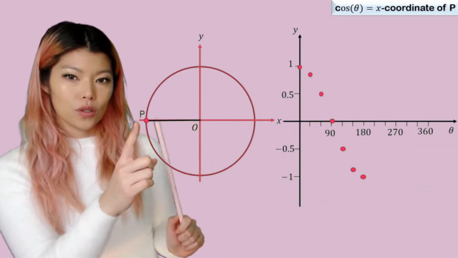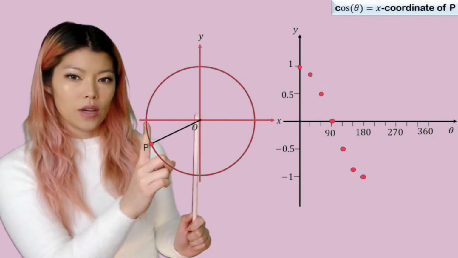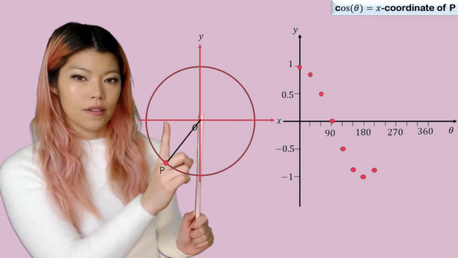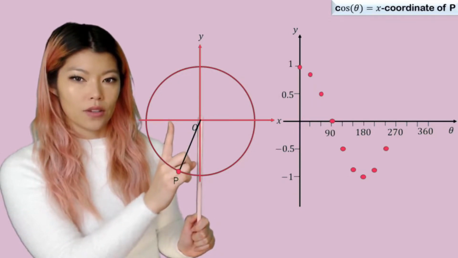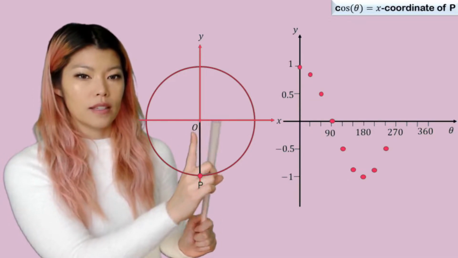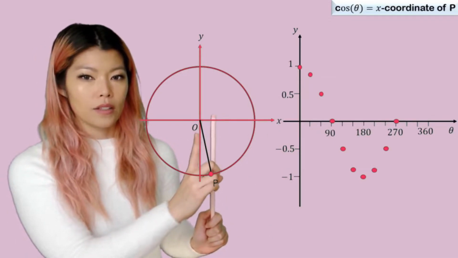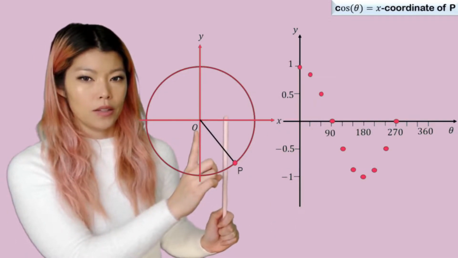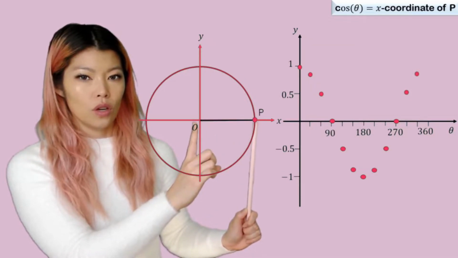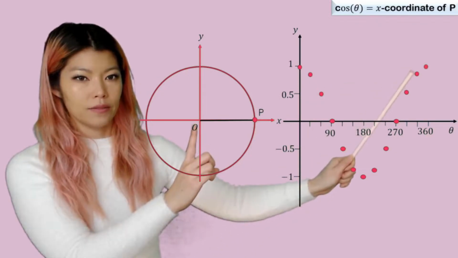And then we get to between 180 and 270. Let's see what happens to the x value. We can see that it becomes less negative, less negative, less negative, until we get to 270 degrees and we are 0. And then as we move past 270 degrees, we become a little bit more positive, until we get to 360 and we're at 1 again.